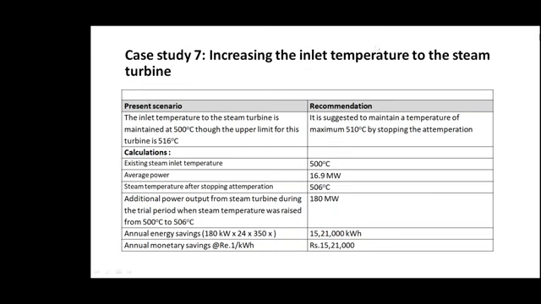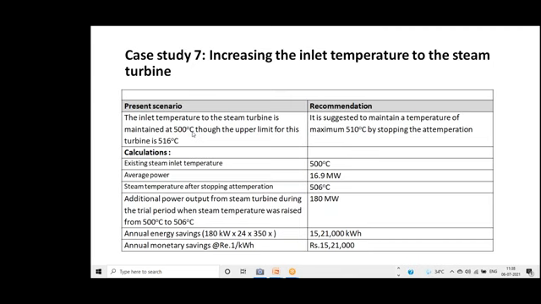So this is another interesting case, increasing the inlet temperature to the steam turbine. See, a very simple case. The inlet temperature to the turbine was at 500 degrees, though the upper limit for this is 516. So the plant was operating the turbine at 500 degrees centigrade inlet temperature. As we know, in thermodynamics, the efficiency is (T1 minus T2) by T1. So T1 is 500, T2 is the condensing temperature. So the higher the upper temperature limit, the more the efficiency.